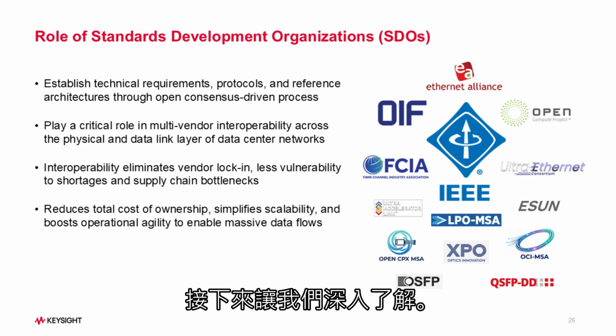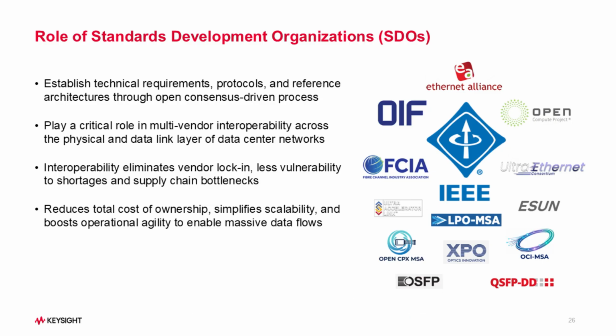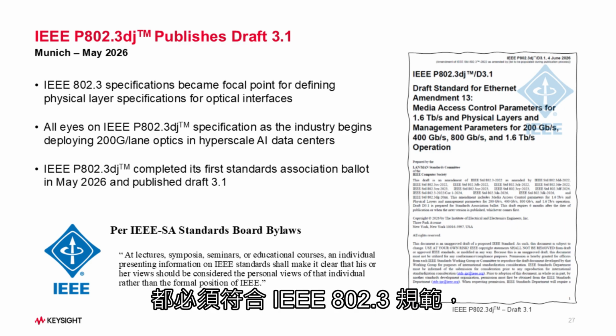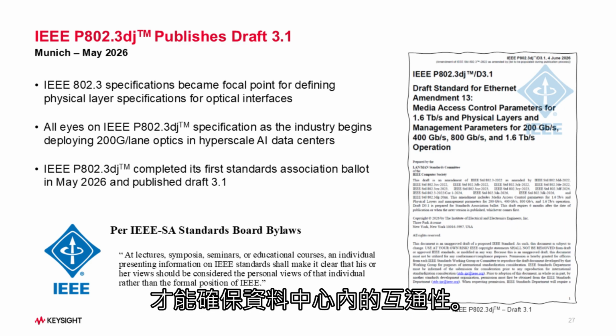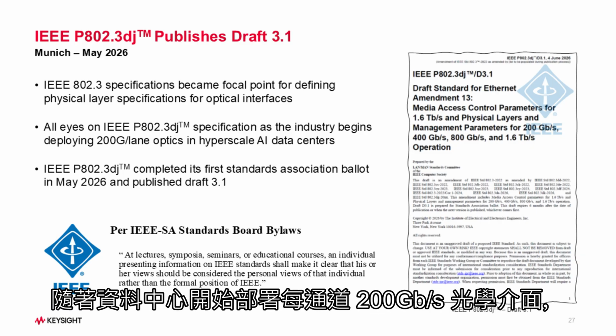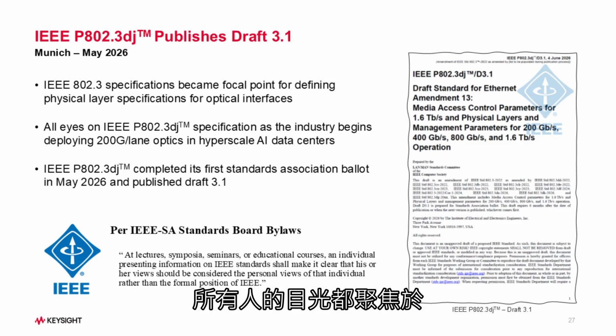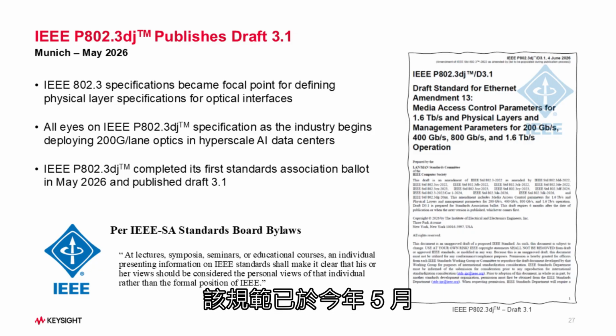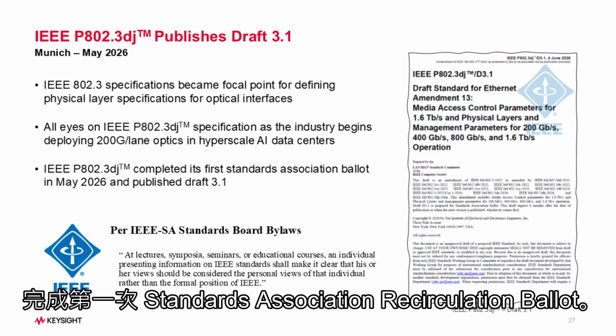So let's take a closer look at this. It is important to note that all of the different types of interconnects we discussed earlier need to comply with the IEEE 802.3 specs to ensure interoperability in the data center. Now, as we start to deploy 200 gig per lane optics in the data center, all eyes are on the IEEE 802.3 DJ specification that just completed its first Standards Association recirculation ballot in May.